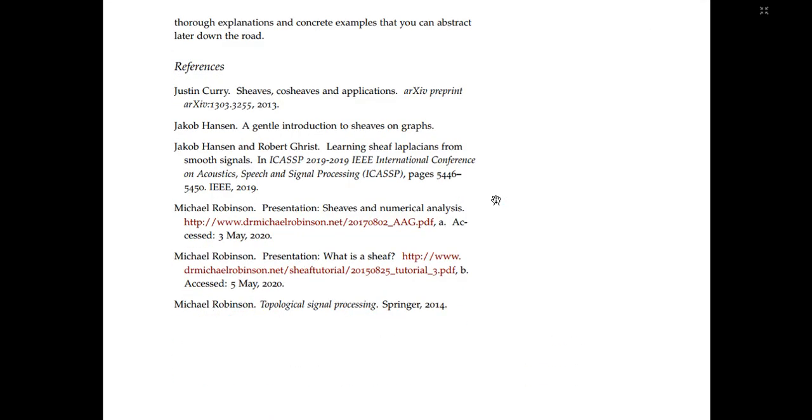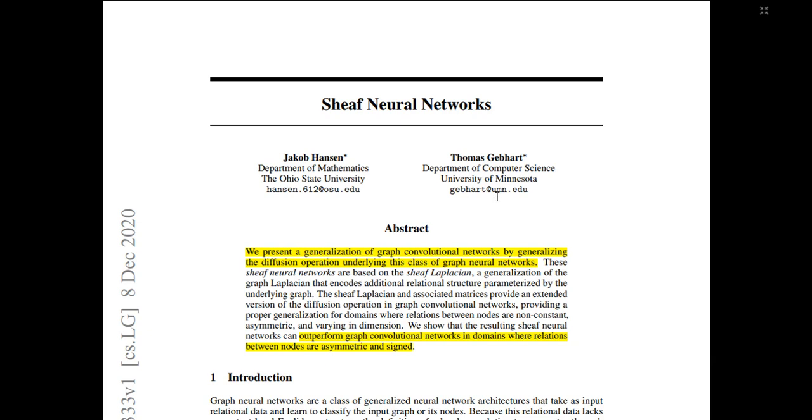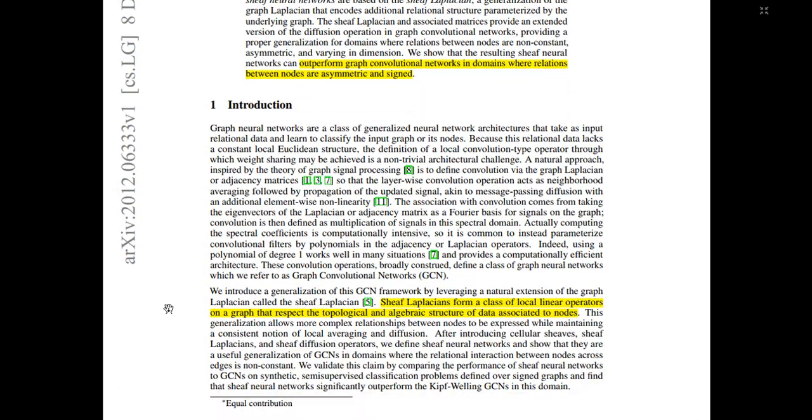So our paper, Sheaf neural network, presents a generalization of convolution network by generalizing the diffusion operation on a graph neural network. So we have like the base structure, which is a sheaf, and the information propagation, which is done using the diffusion. And we use a concept of the sheaf Laplacian, like the graph Laplacian, which is a generalization, and we can define it for the sheaf.